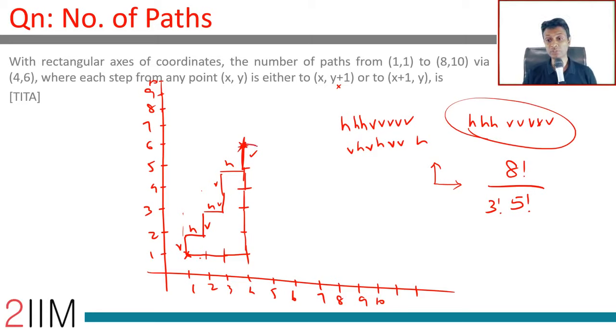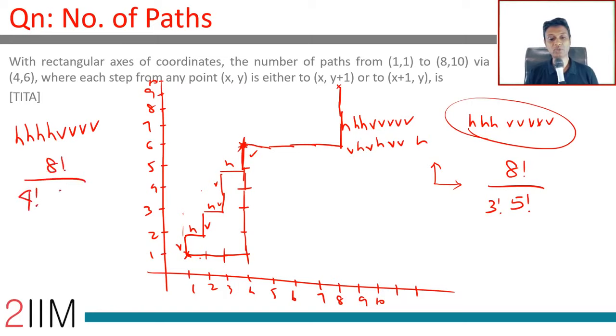We are at 4, 6. 1 to 5, 6, 7, 8. 4 horizontal steps. 1, 2, 3, 4. 4 vertical steps. This is going to be all rearrangements of H, H, H, H, V, V, V, V, which is 8 factorial by 4 factorial into 4 factorial. Multiply the 2 and then we are home. So 8C5 into 8C4. Right?